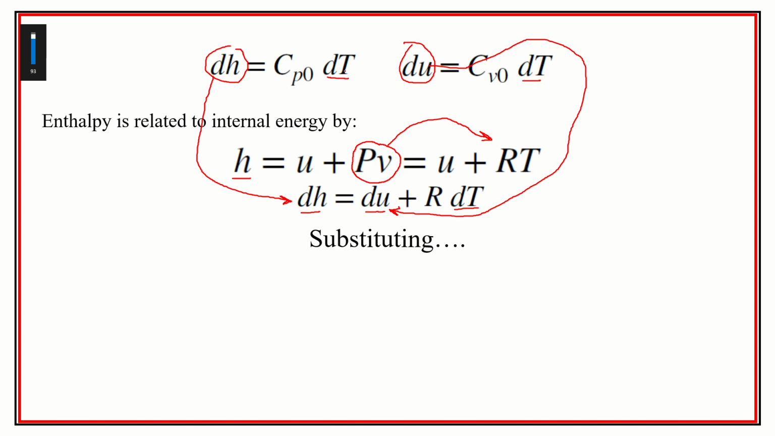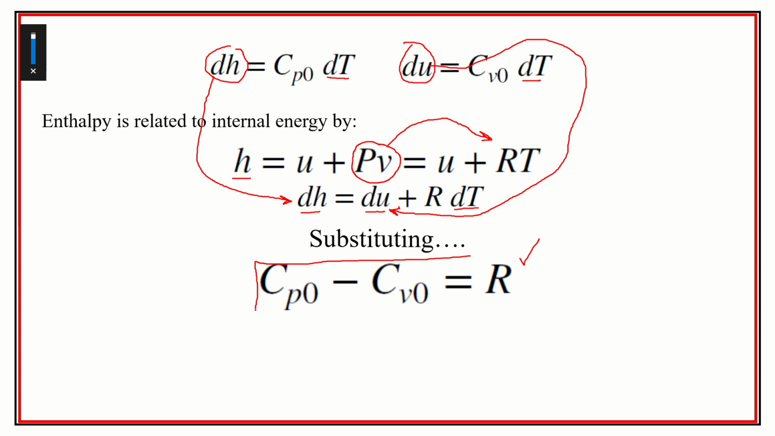We're going to have Cp dT right here. It's going to be equal to Cv dT here, plus R dT. So there's a bunch of dTs. Those dTs cancel out. And now we have this relationship between the specific heats and the gas constant. This is a good one to remember, a necessary one to remember, maybe even one worth memorizing, that the difference between these two specific heats is going to be R.